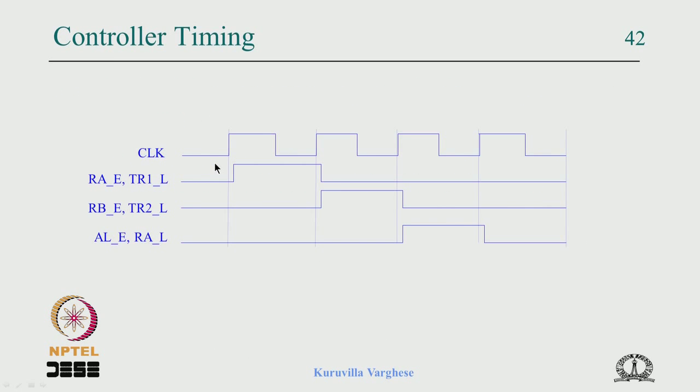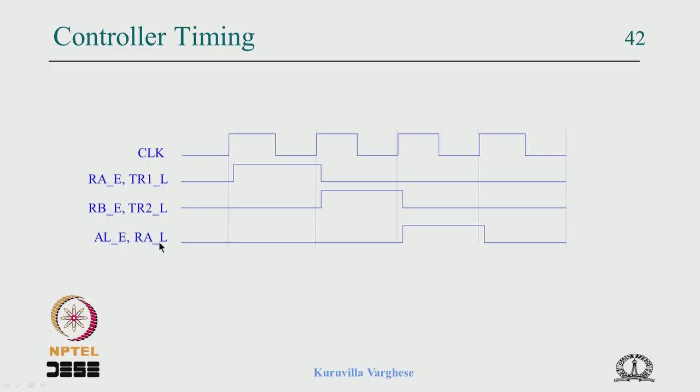So we are enabling it here at this point, data starts flowing and it will be ready at the input, and when the clock comes the data gets latched and the output is disabled. Similarly B is enabled at this point and in the temporary register 2 it is latched and B is disabled. And I am not specifying the ALU operation, but that can be taken from the opcode with an encoding if needed.